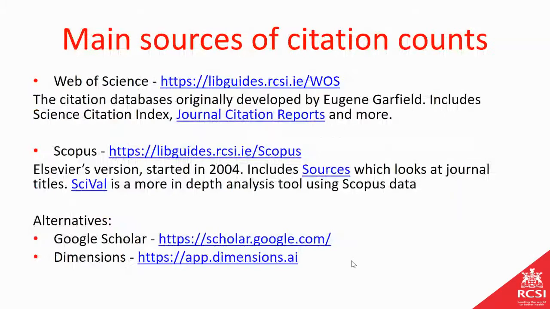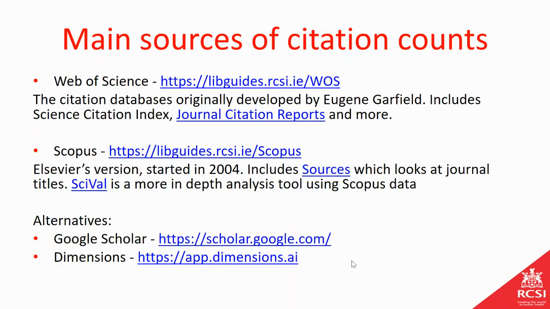So where do we look? The two main sources that are available to you as RCSI students and staff are Web of Science and Scopus. Both of these are on the library's list of databases. We subscribe to them, so you will need an RCSI login, but you can get into these.